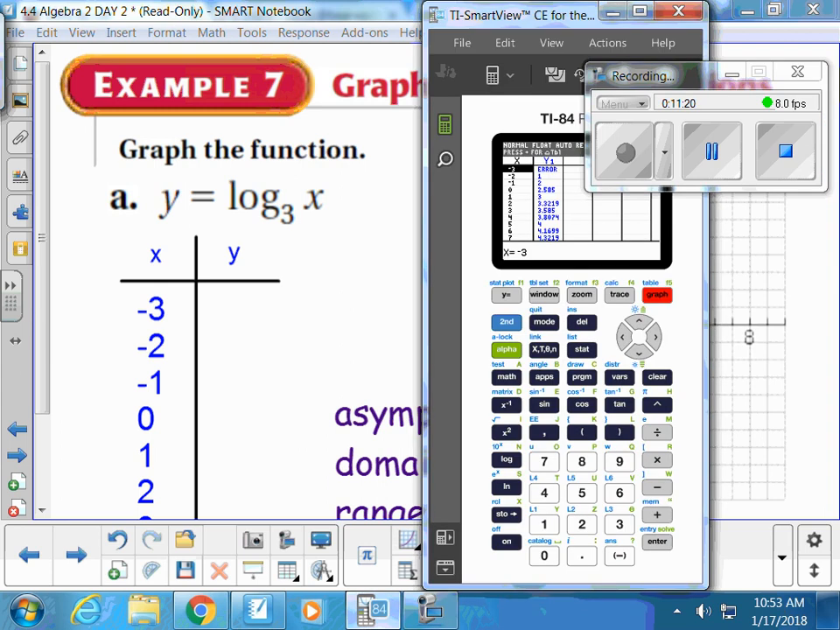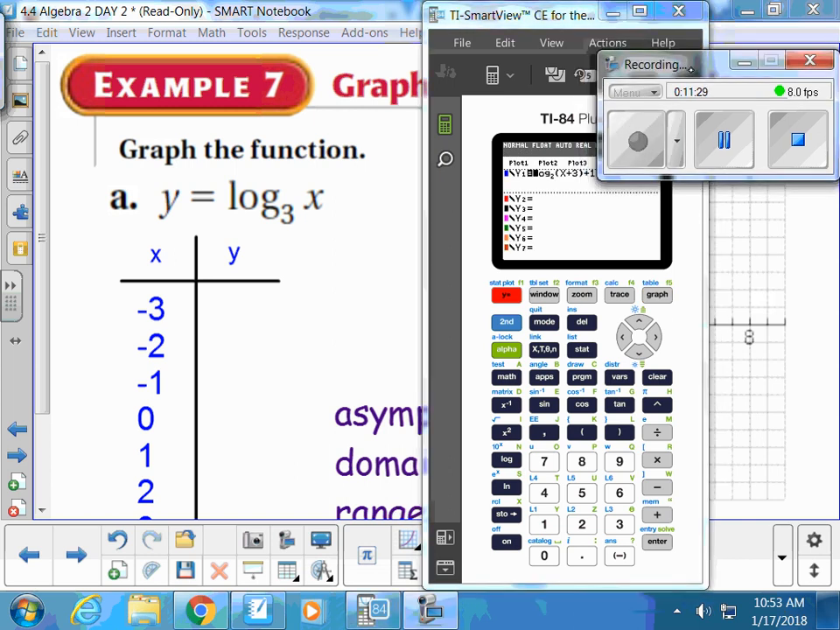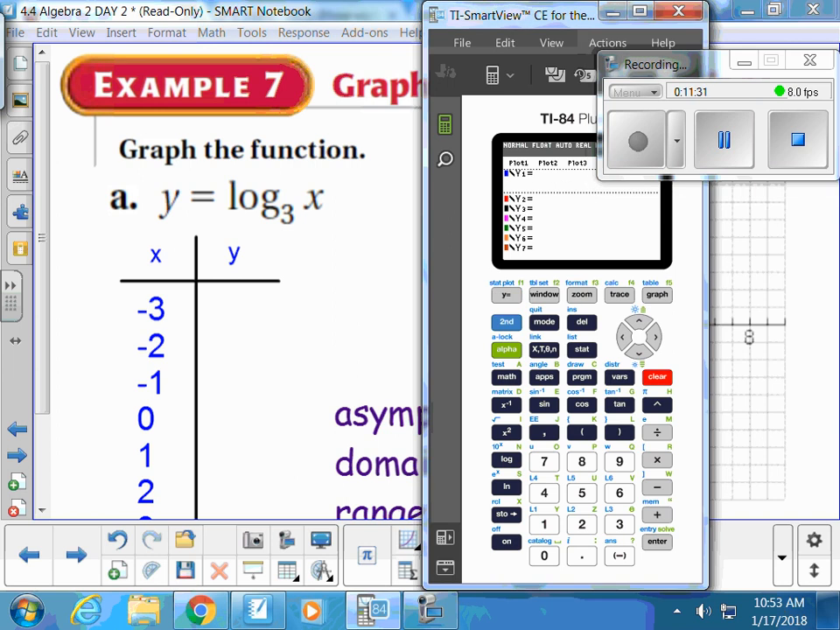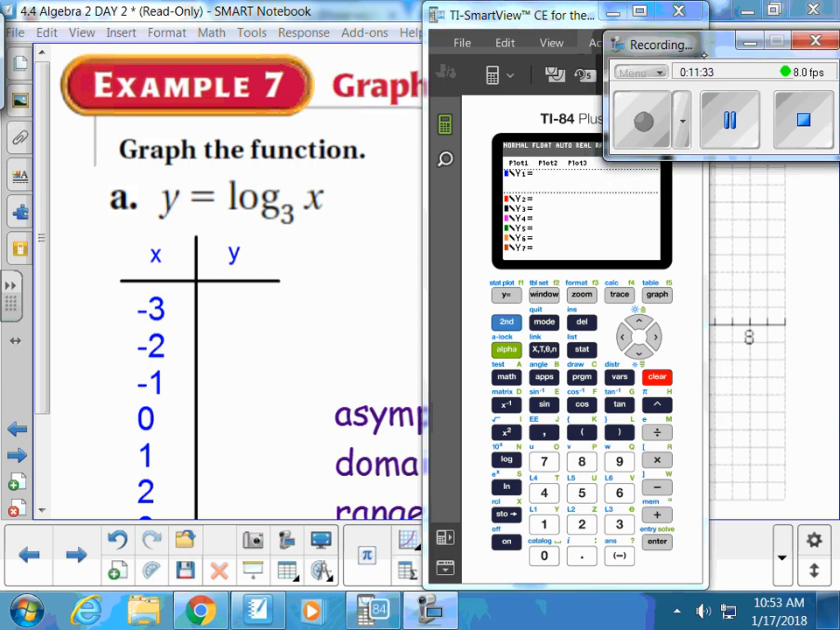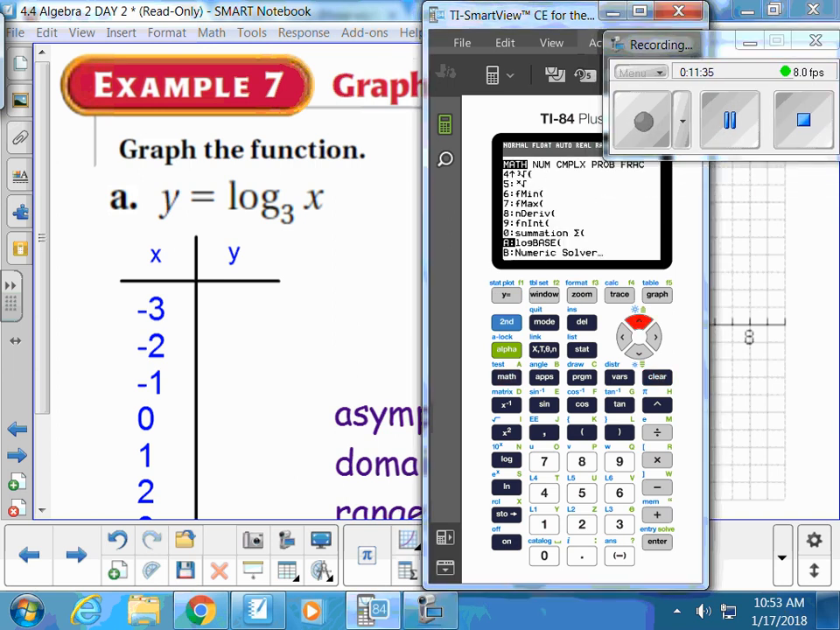Everybody except Lexi has a TI-84, right? Okay, so Lexi and Spencer are my TI-83 people. Everybody else, you're going to have that special log button. So I'm going to need you to grab that log button by doing math, up, up. And then since you have that special button, you can make the base of 3.